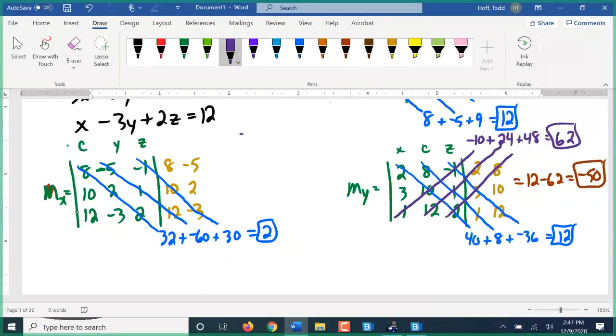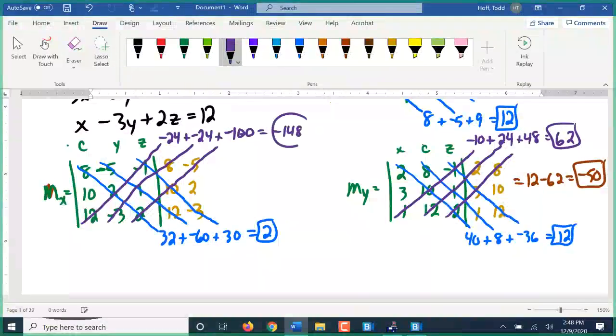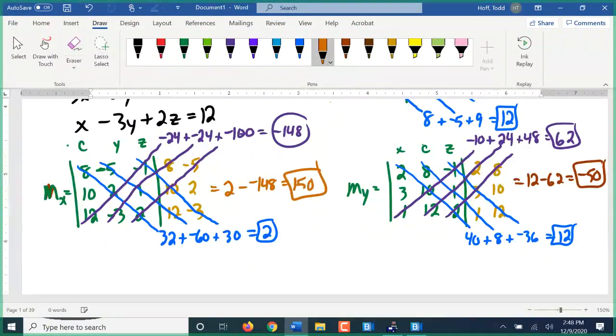Now our up diagonal total, 12 times 2 times negative 1 is still a negative 24. Plus negative 3 times 1 times 8 is still a negative 24. Plus, here's the difference. 2 times 10 is 20 times negative 5 is a negative 100. That adds up to a negative 148. So here we get 2 minus a negative 148. Comes out to be 150. Remember, minus a negative is the same as plus a positive.